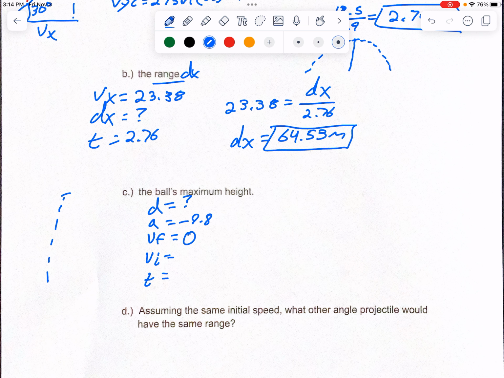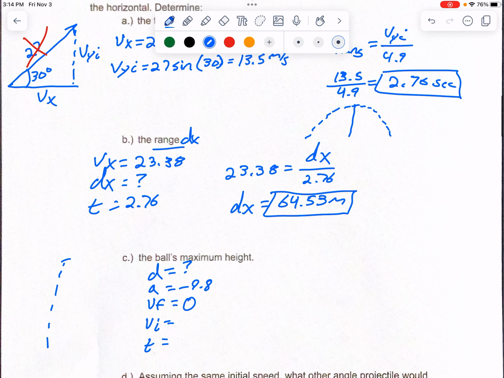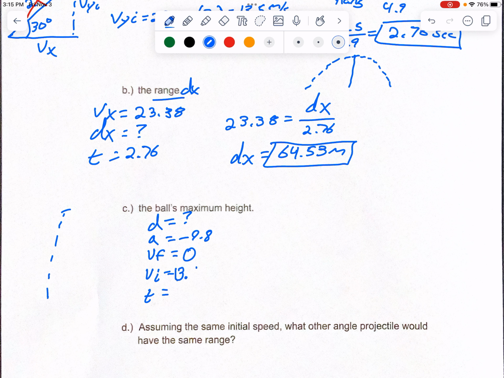In a type 1, your VI was 0. But in type 2, your VF is 0 because you're launching it up. If you put 0 for VI, that means it wouldn't have even left the ground anyway. So there has to be a VI, which we already found. It's the Vyi of 13.5 meters per second. Now, I've talked about this in other videos and in class. Could you use time? You could. But a lot of people try to use that whole time, that 2.76 seconds, when technically you need to split it in half before you do that calculation. So I usually don't do that because I don't want to mess up that step. I'm just going to use the Vyi I've got and just leave time out.